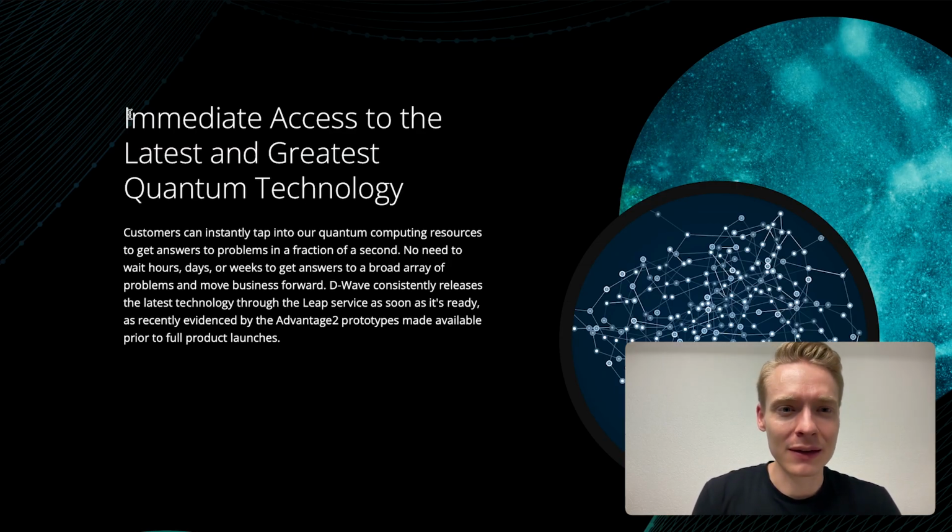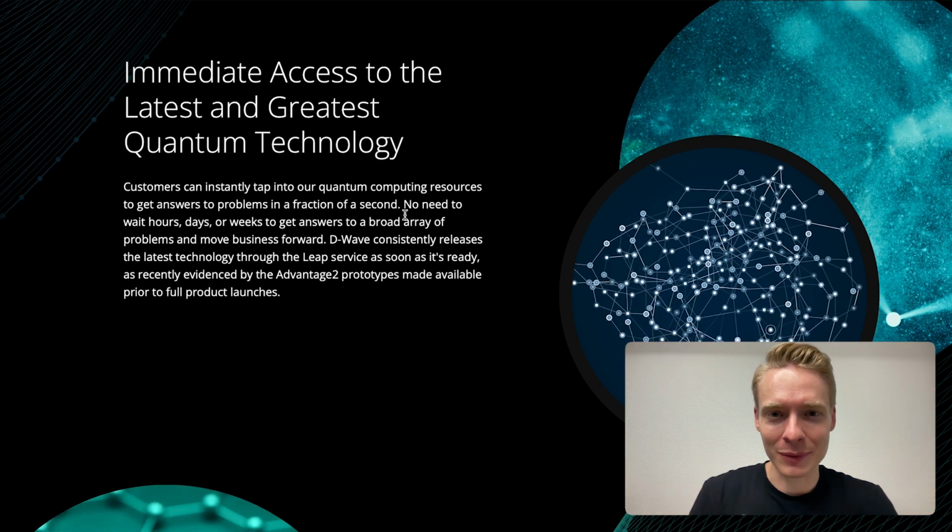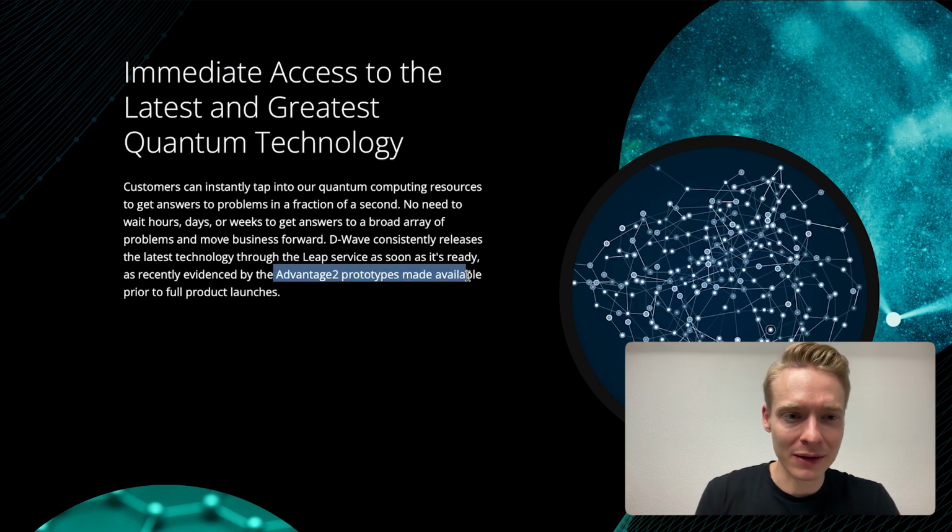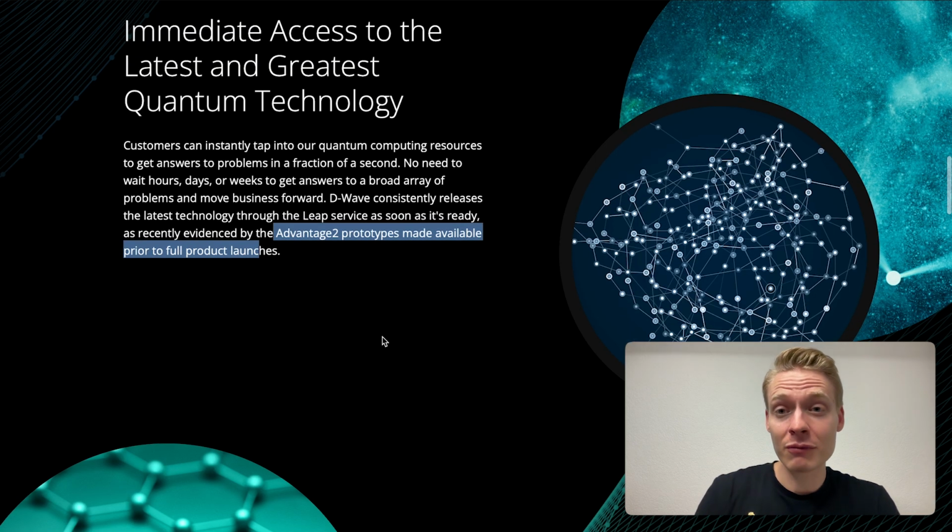So you see here immediate access to the latest and greatest quantum technology. So you don't have to buy it and wait for it to be installed, but you get the latest system already. Here it says the Advantage 2 prototypes made available prior to full product launches. So that's even before you get the earliest access that you can get to one of the systems, the latest system is, I guess, via cloud.